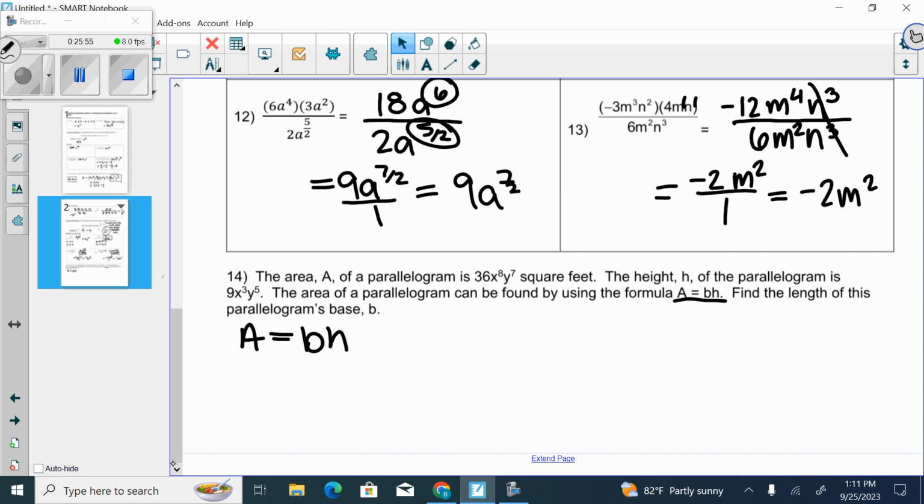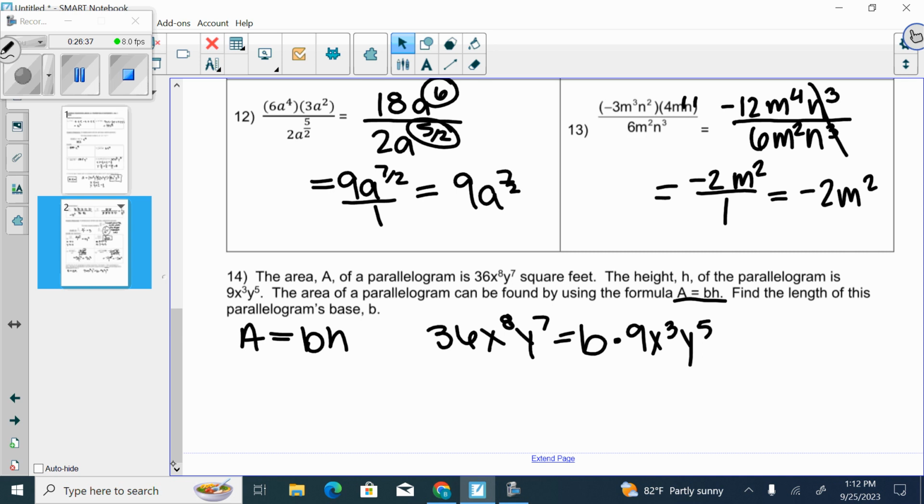All right, so just like our last formula, I just plug in what I know. So do I know what I can plug in for A? Did they give me something for A? Yes. Okay. So I'll have 36x to the 8, y to the 7 equals, do I know B? No. Okay. So B is going to stay B for now because I don't know what it is. Times the height. Do I know that's something I can plug in for H? All right. And I'm trying to solve for B, right? That's my goal here.